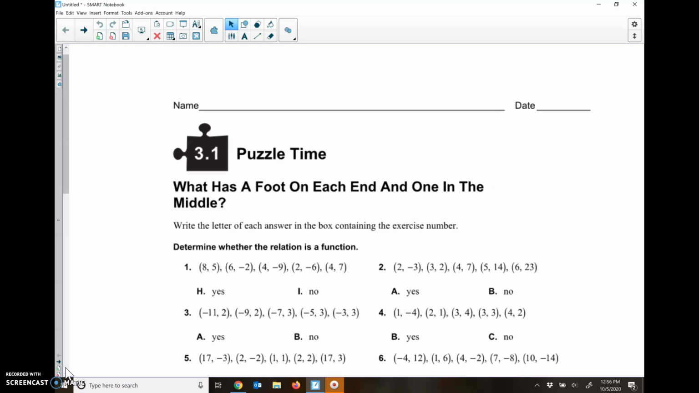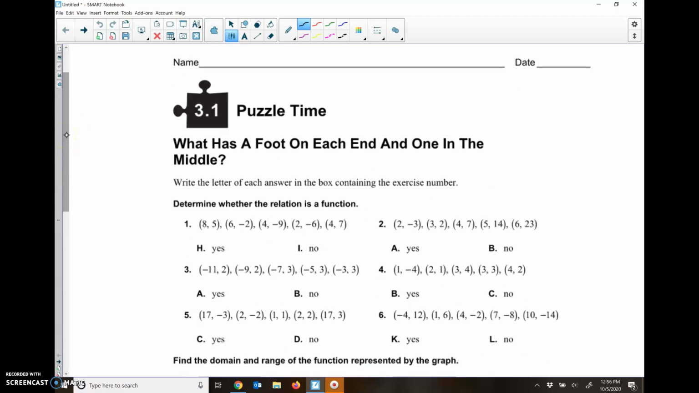So the joke is: what has a foot on each end and one in the middle? Normally with these we look at just a couple. Since this is a pretty short one, we'll look at all of them. So remember, we need to determine if these are functions, and they're functions if the x's don't repeat.